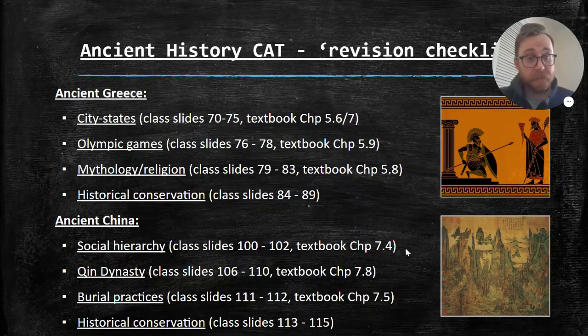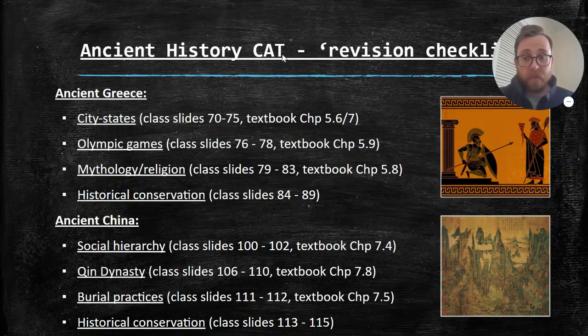So in ancient Greece, the key topics to look at are city-states, and I've put these in chronological order. So they're in order of when we looked at them first. One of the first topics we looked at was city-states. After that was Olympic Games, etc. So the first topic for ancient Greece is city-states.